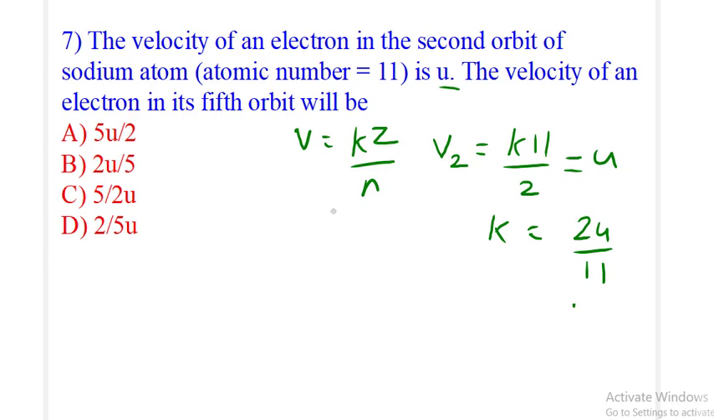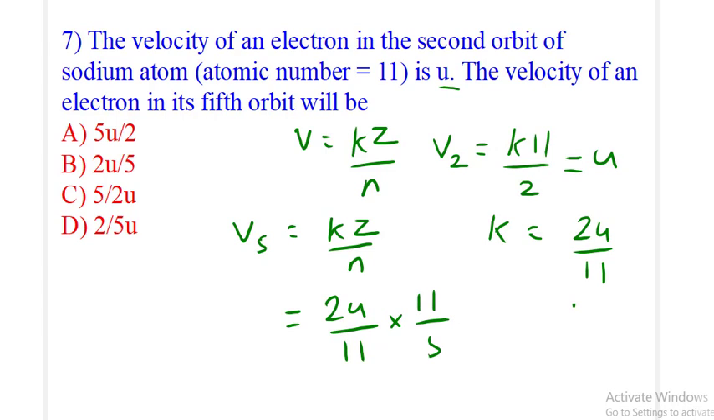Now we are required to find v5, the velocity of the electron in the fifth orbit. So v5 would be equal to kz upon n. So I just substitute the values. k given is 2u upon 11, z is 11, and n is 5. So here 11 gets cancelled out, we are left with 2u upon 5. So 2u upon 5 is the answer for our case.